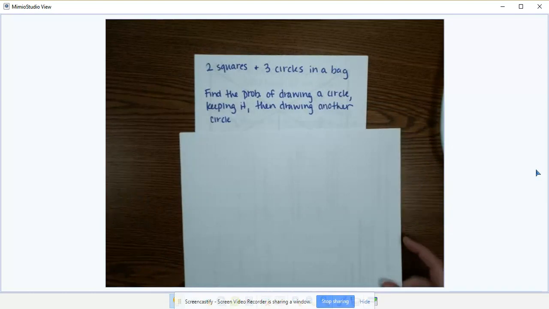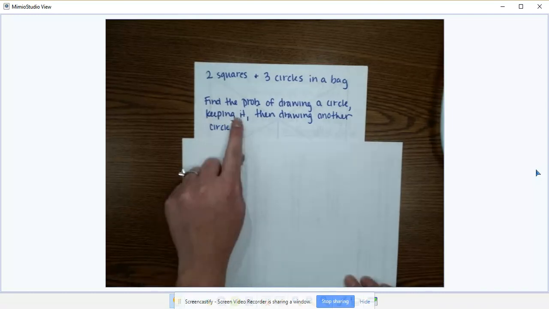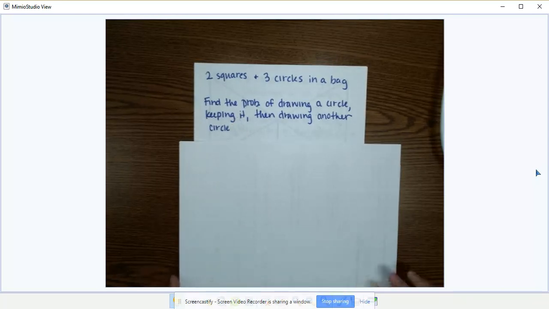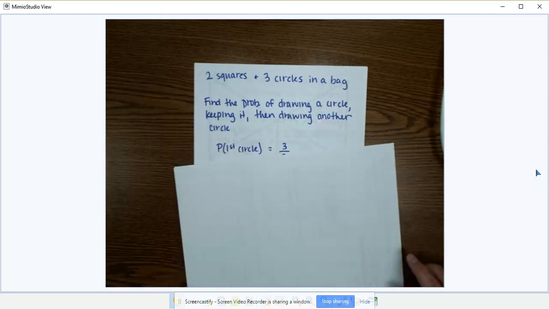Okay, here's another scenario. We have 2 squares and 3 circles in a bag. We want to know what's the probability of picking a circle, keeping it, and then drawing another circle. First of all, we have to decide, is this independent or dependent? Based off of the wording, we're going to keep that first circle that we draw, so it is going to be dependent.